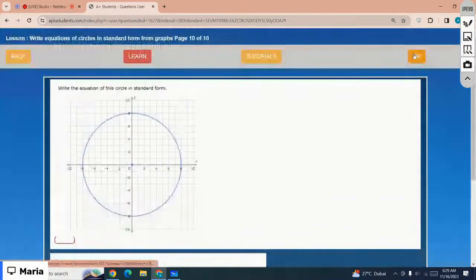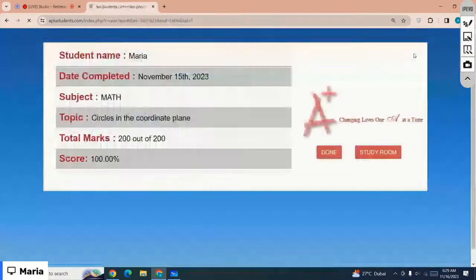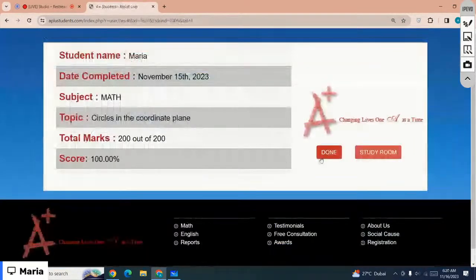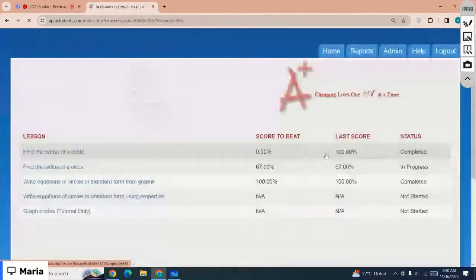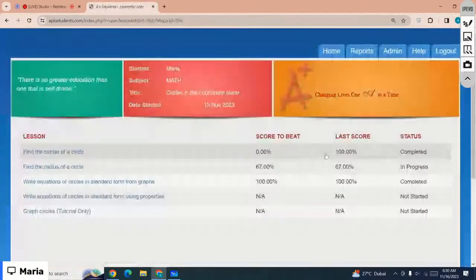Okay, we're done with the lesson. Let's move on to next lesson. The next lesson is write equations of circle in standard form using properties.